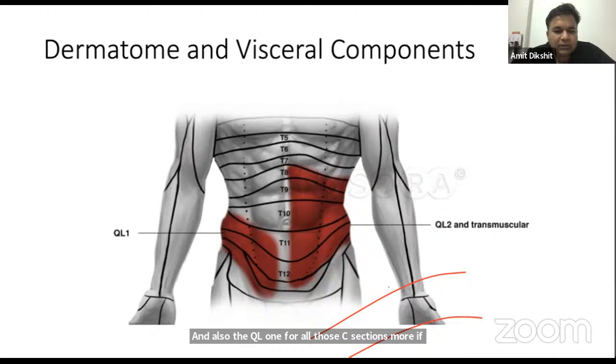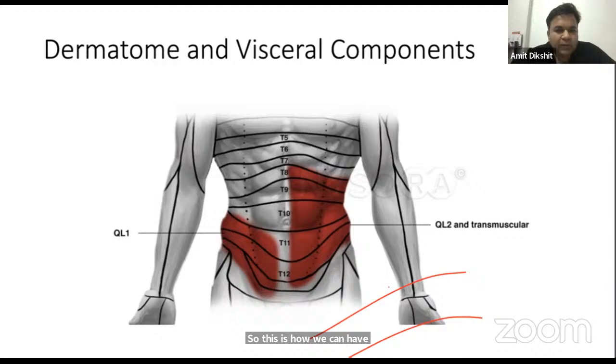So sometimes a patient may have a very big incision. We have placed an epidural to cover, say, T6 to T10, and for the lower area, we could utilize a combination of either QL blocks or ESP block. So this is how we can have permutation and combination.